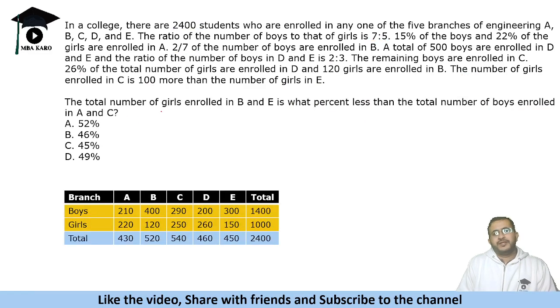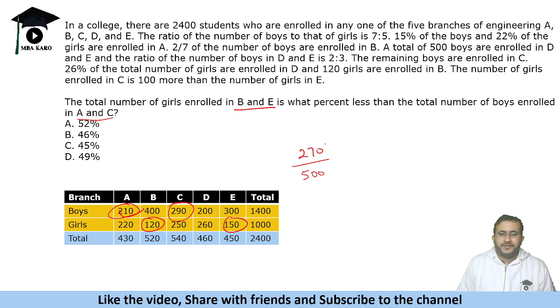The total number of girls enrolled in B and E is what percentage less than the total number of boys enrolled in A and C? Girls enrolled in B and E, 270, is what percent less than the total number of boys in A and C? A and C, the total number of boys is 500. Okay, so 500 means 230 less, which is 46%. So if we subtract this from 500, 230, which is 46% less.